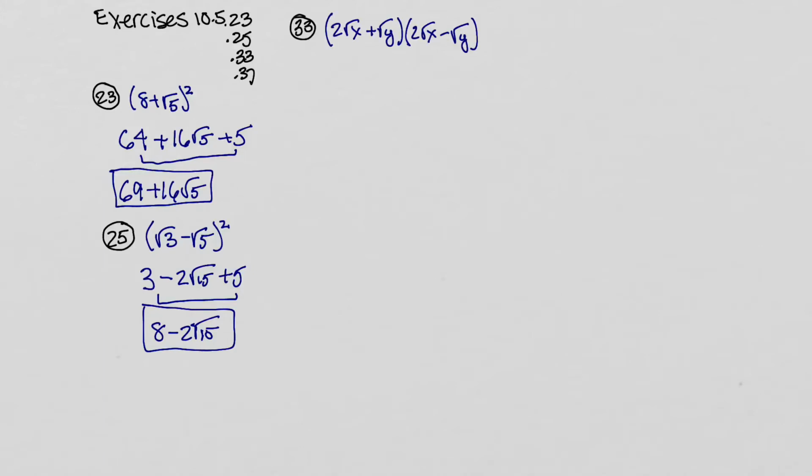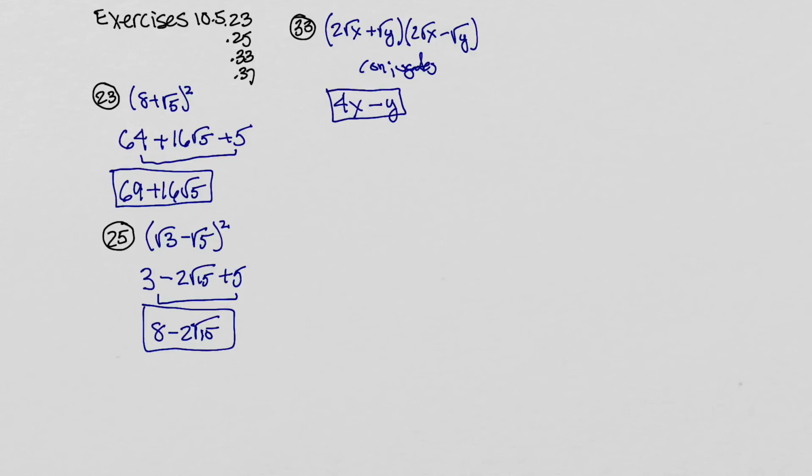Now, what can we do here in number 33? Well, you can see we've got the same terms, but one's plus and one's minus. So we have conjugates, and we have that rule for conjugates. What we're going to do is square the first. Now, when you square the 2, you get a 4. When you square the square root, the radical comes off, and we'll just get x. So we're going to get 4x. Put a minus sign and square the second. Square a square root, the radical comes off, we just get a y.